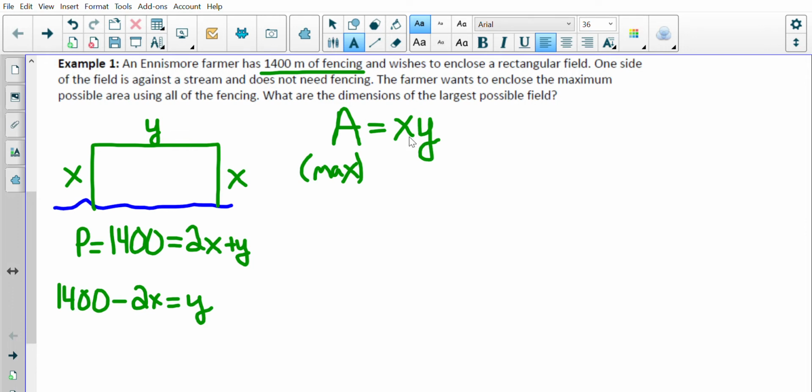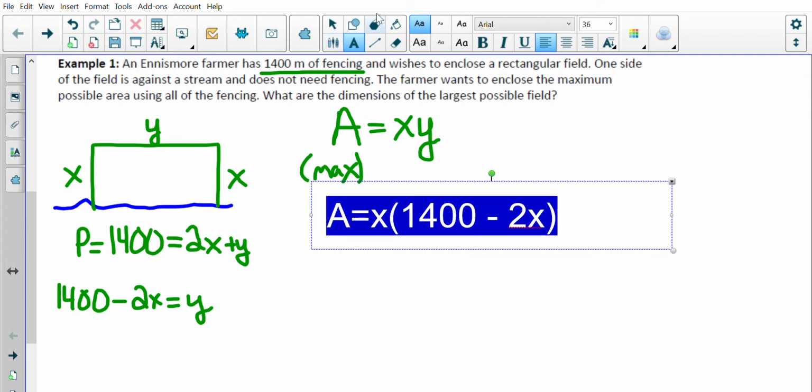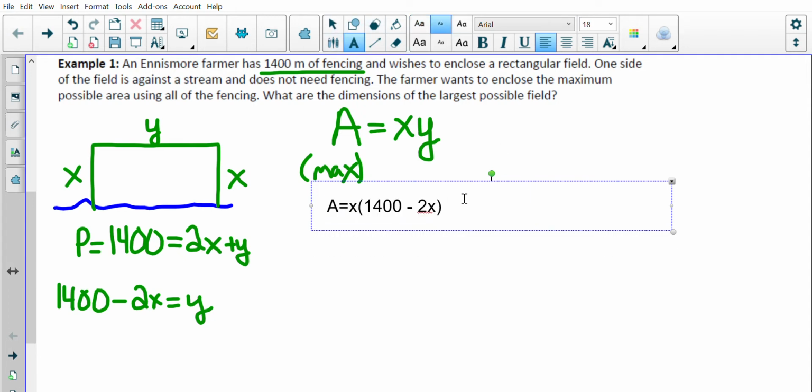Now, the reason I'm doing that is so I can change my area equation, the one I'm trying to maximize. So now what I have is A is equal to x, but now for the y, I'm going to make a substitution of 1,400 minus 2x. And so now I have an area equation that just has x's. Now I'm going to simplify this a little bit. So x times 1400 is going to be 1400x, and then minus x times 2x, which is going to be 2x squared.